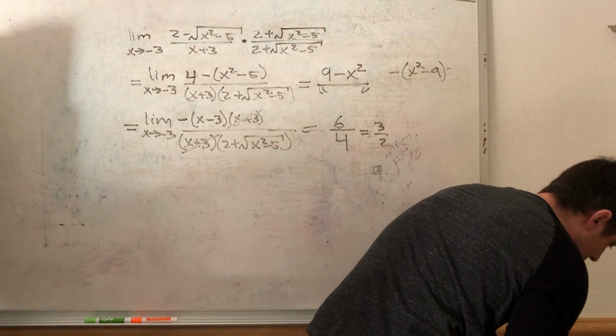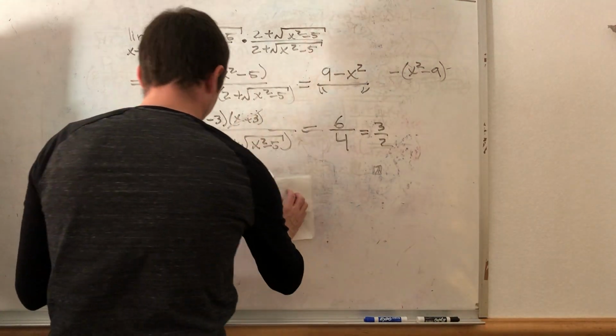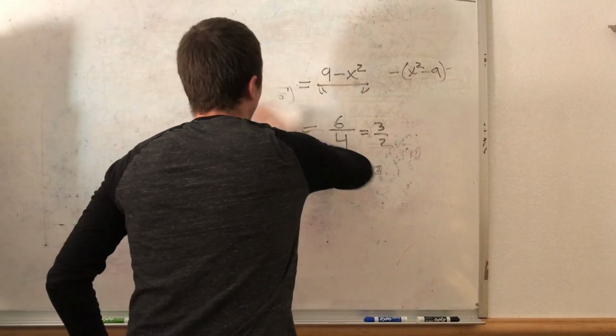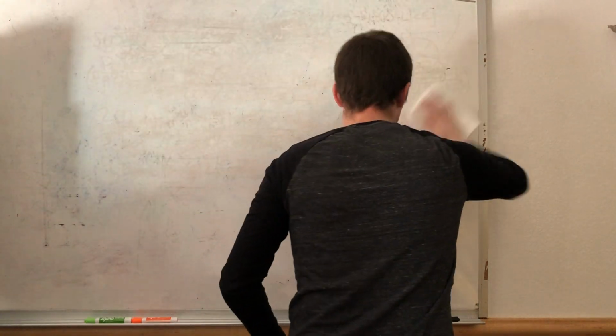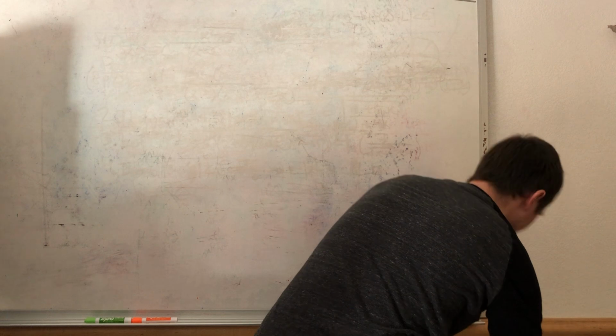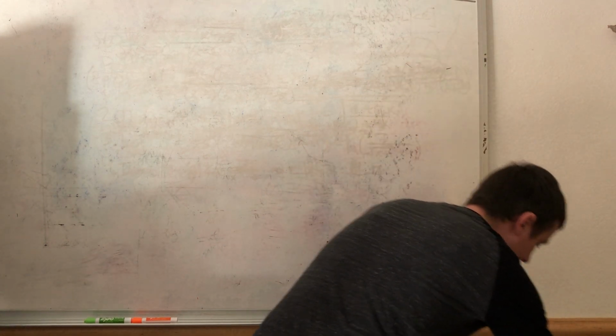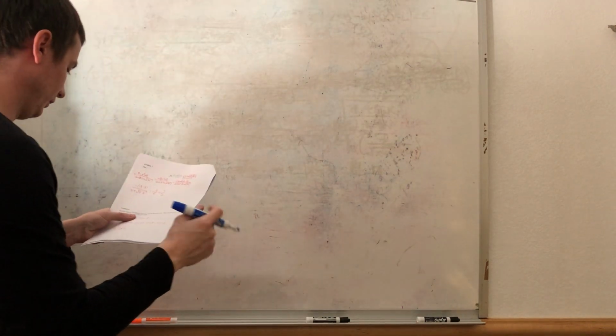Next, our job is to find the slope of a function at a point, then to find the equation of the tangent line through that point. So, let's draw out our function. Try a different marker to see if it writes a little better.